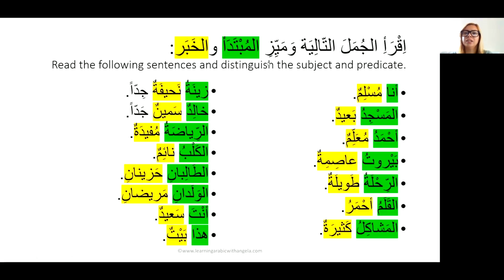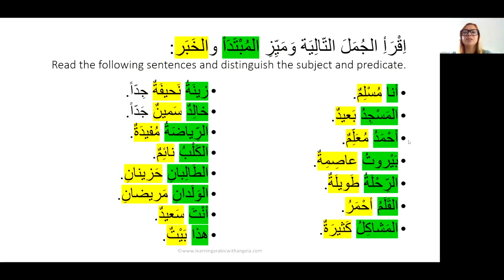Okay, answer. So you can see I've got here المبتدأ باللون الأخضر والخبر باللون الأصفر in yellow. أنا مسلم. So أنا is the subject, and you can see it's a pronoun here. So you can start a nominal sentence with a pronoun like أنا, أنت, أنتِ, and so on. Muslim is the predicate. المسجد بعيد. So we started with a definite noun. Again, it could be a pronoun, it could be with an L, or over here, Ahmed is the name of a person, or Beirut, the name of a place, proper nouns.